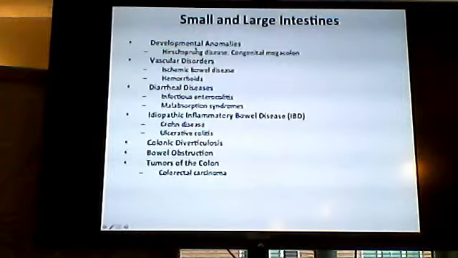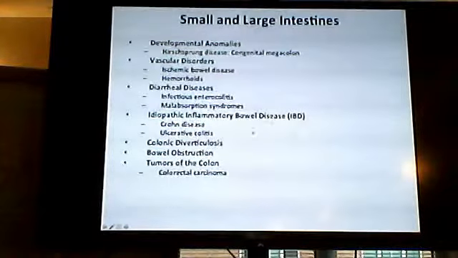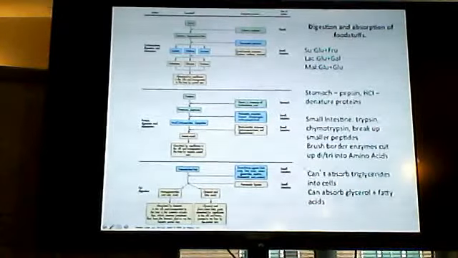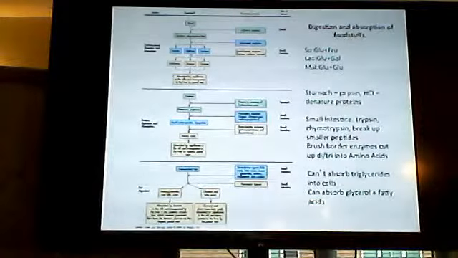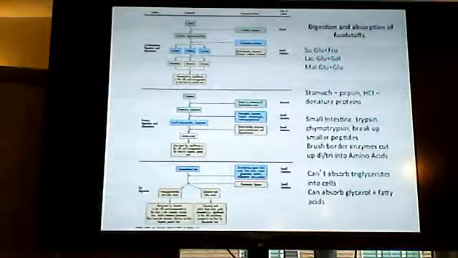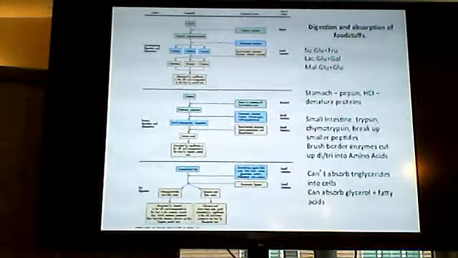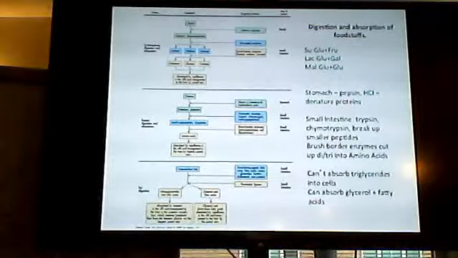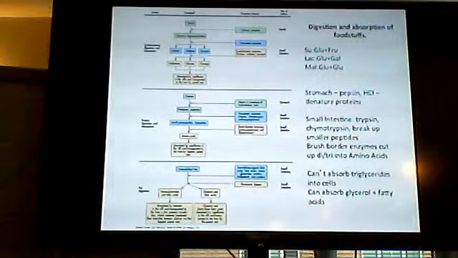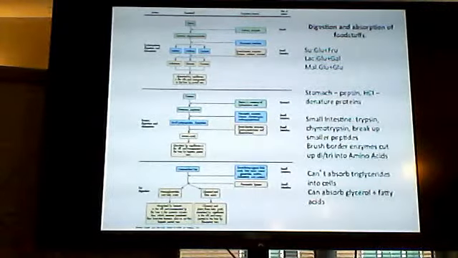There's developmental abnormalities, vascular disorders, diarrhea, idiopathic inflammatory bowel disease, or other obstructions. So remember, Suglu, Fru, Laklu, Gal, Muglu, Glu for the disaccharide formation. Stomach is where you start to break down proteins. The small intestine is where you also break down proteins, but a lot of fats, and then your mouth is where you break down carbs.